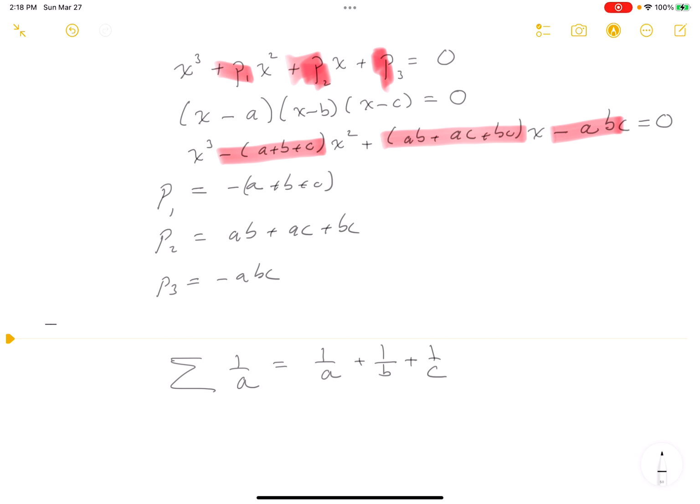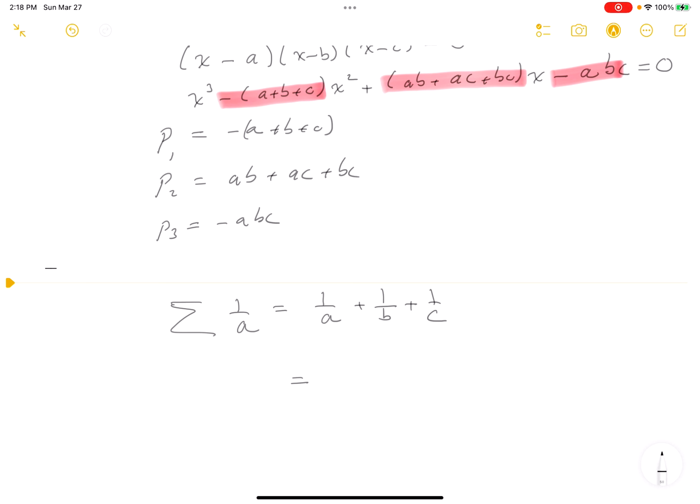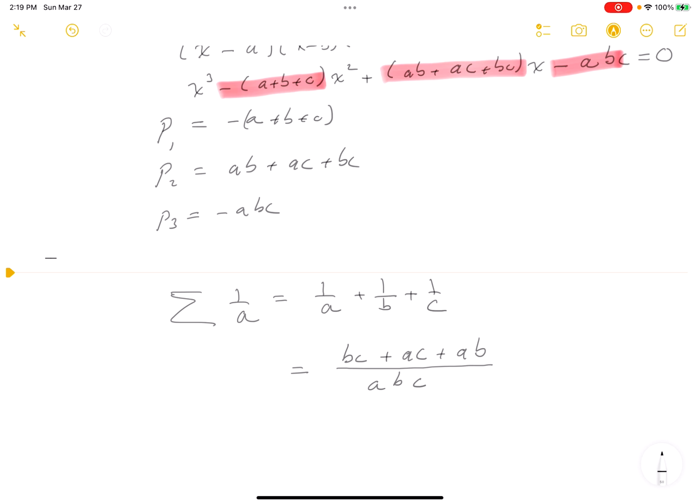Oh, I don't see that up there yet. So what I want to do is I get a common denominator. And by that, I was initially confused by the notation I was using too. Well, the denominator would be ABC, right? And then for the numerator, what would you get? You would get BC plus AC plus AB. Well, I think I know what the bottom is. ABC is just minus P3. So I got that part covered.